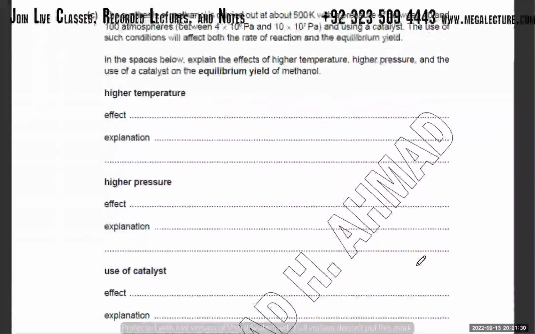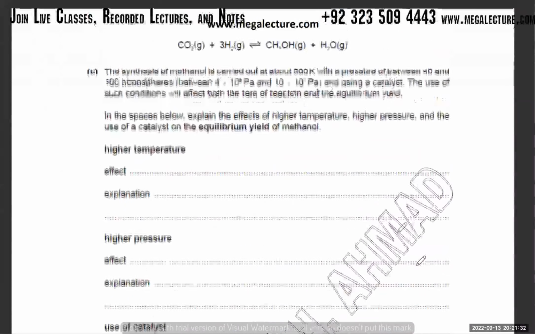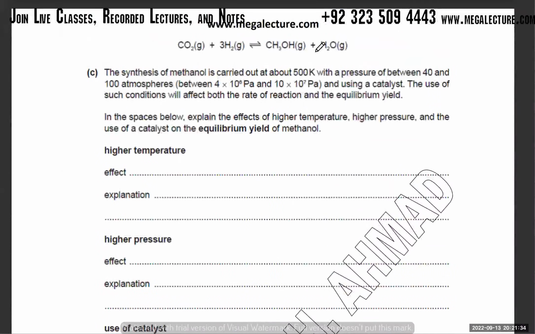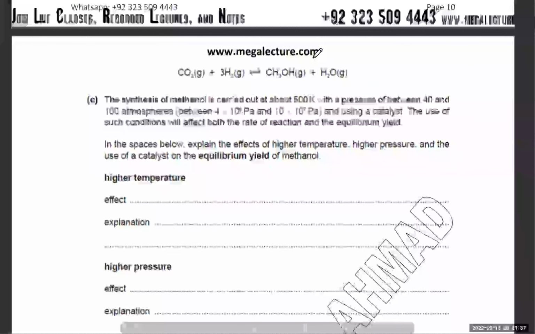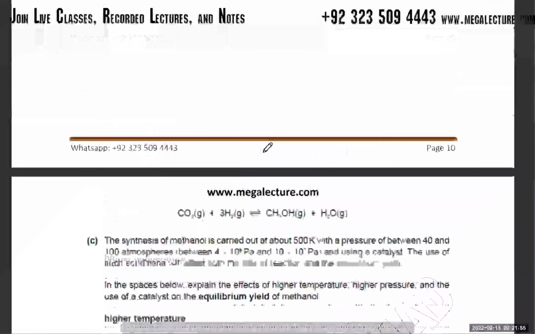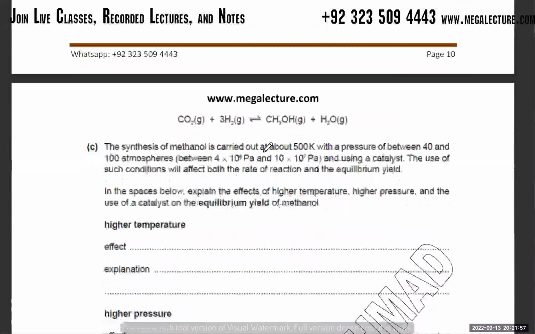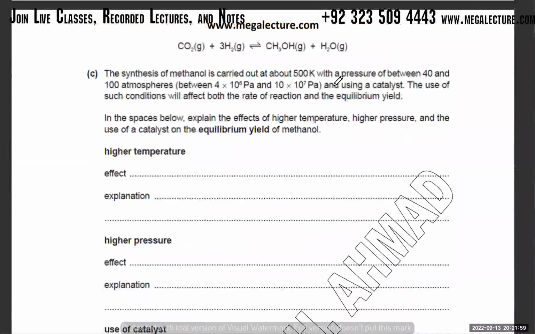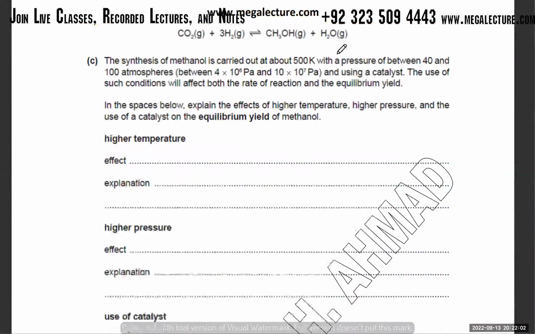यहाँ पे वो what is he saying? He's talking about this reaction. उसने बताया कि is this endothermic synthesis carried out with a pressure of 40 and using a catalyst, the use of such conditions will both affect the rate of the reaction and equilibrium yield. Explain the effects of higher temperature, higher pressure on the equilibrium yield of methanol. You may have a part missing a question because this is part C. Somewhere above, I think this was given as an exothermic reaction.